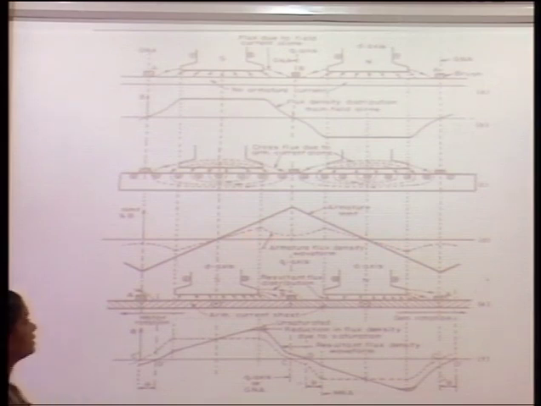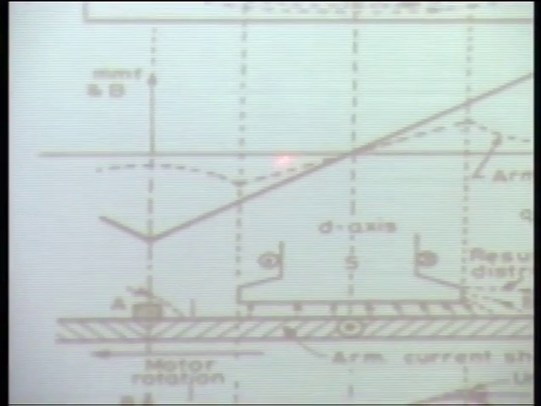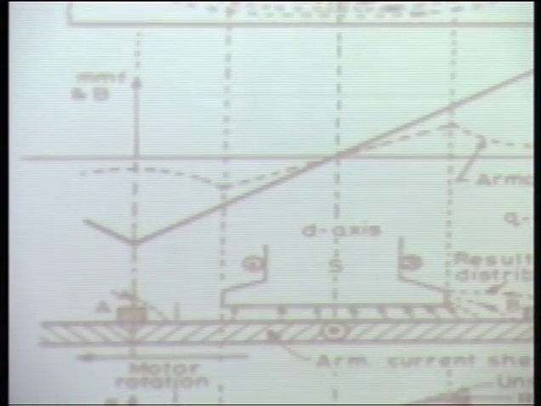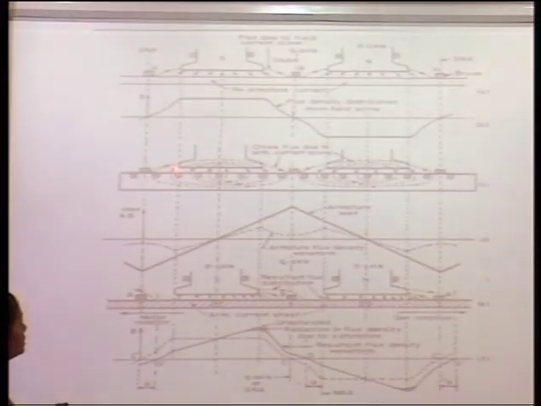Now the armature flux will be the armature MMF divided by the reluctance of the magnetic path. So under the pole, that is from this point to this point, the air gap is uniform.